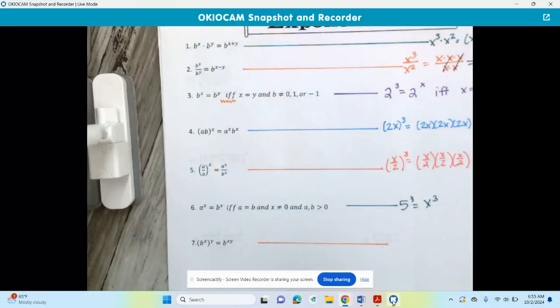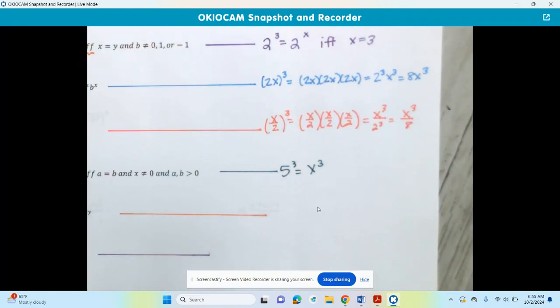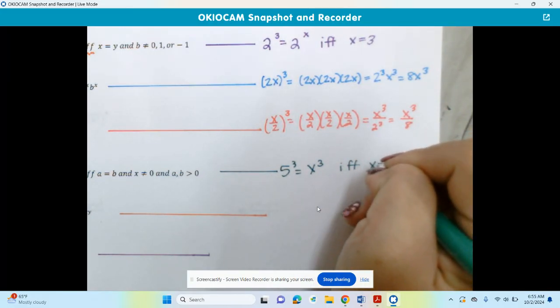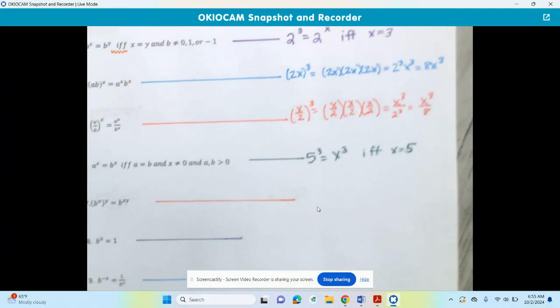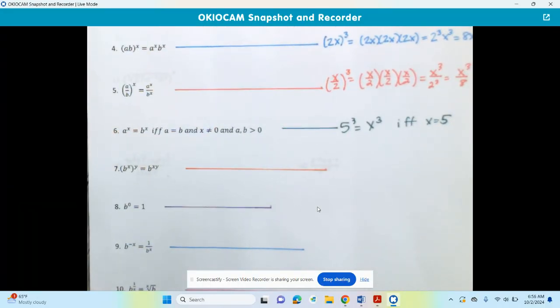Like I was saying, now here we have the exponents are the same, but what about our base? Well, same thing. If the exponents are the same, then for them to be equivalent, that base has to be 5. All right, number 7, b to the x to the y.